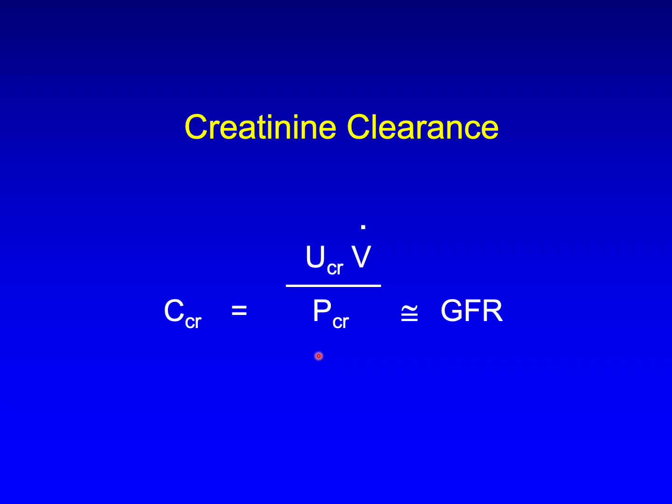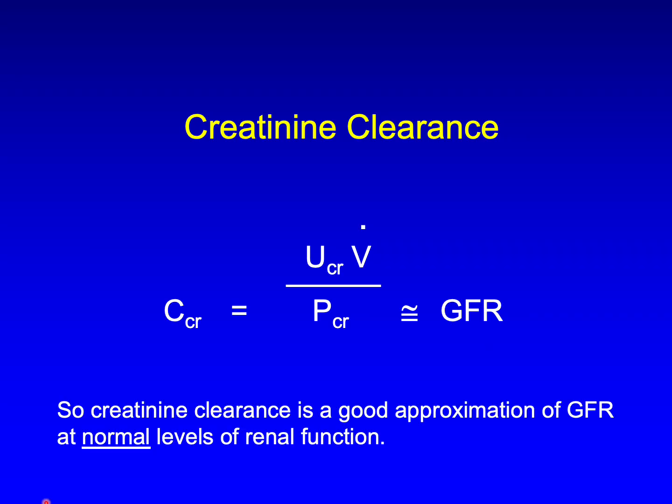So all we have to do is calculate creatinine clearance using our UV/P formula, and the number will closely approximate GFR. There are some minor reasons that creatinine clearance is not quite as accurate an estimate of GFR as inulin clearance is, but overall, despite some inaccuracies that tend to cancel each other out, it turns out that creatinine clearance is actually a very good approximation of GFR at normal levels of renal function.